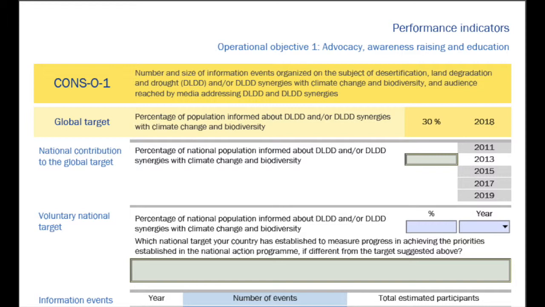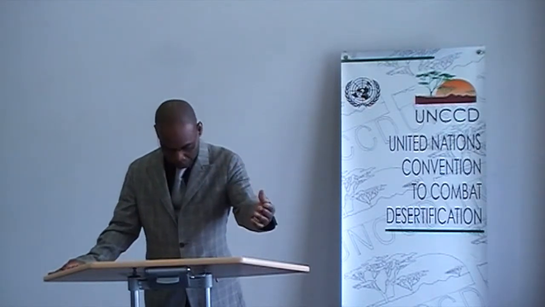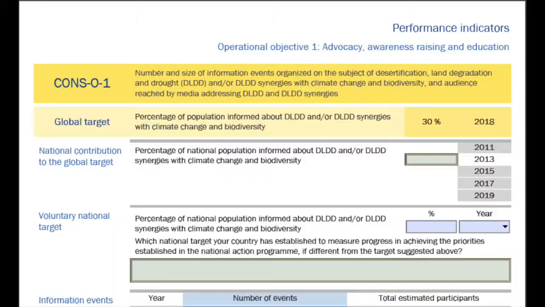Secondly, it tells you what is the global target. Now, as you would know, the global targets were established in accordance with the 10-year strategy, and they were concretely determined in Decision 13, COP 9. Then it deals with something called a national contribution to the target. Now the global target is what we hope to achieve globally, taking all the countries together. The national contribution is what your particular country contributes to that global target.